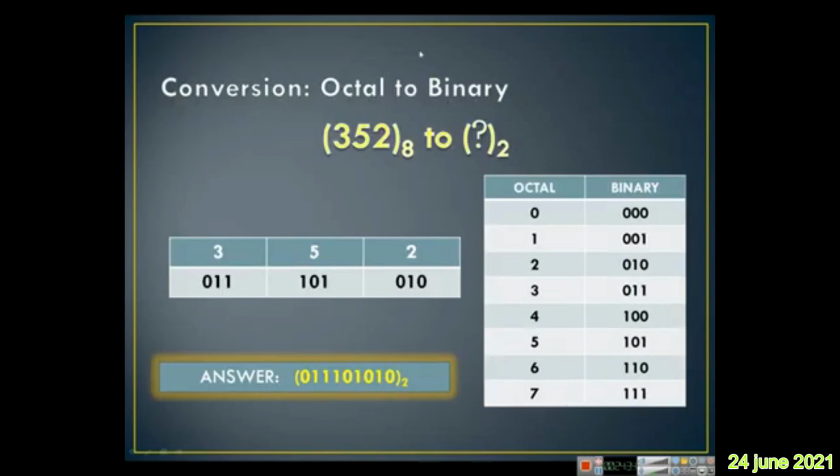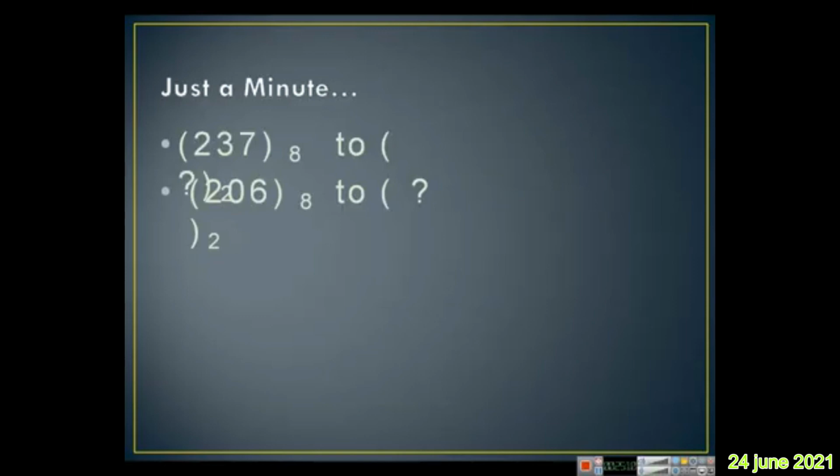Now let us convert very easily, octal to binary. See, 3, 5, 2. If you add all the 3-bit groups, 011, 101, 010, it is very easy to convert an octal into binary. This table is once again here. 3 represents 011, 5 represents 101, and 2 represents 010. Write all the digits together, then it is the binary equivalent of the octal number. You also try these, right?